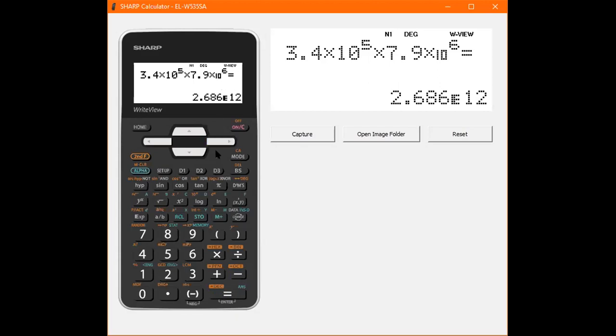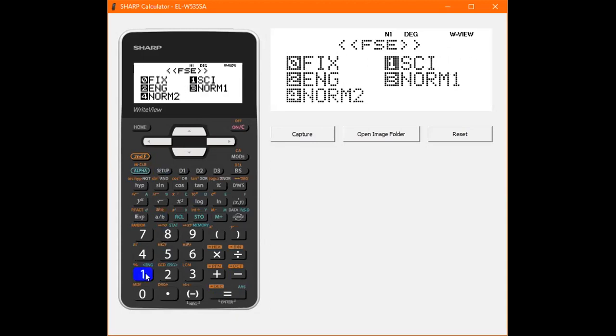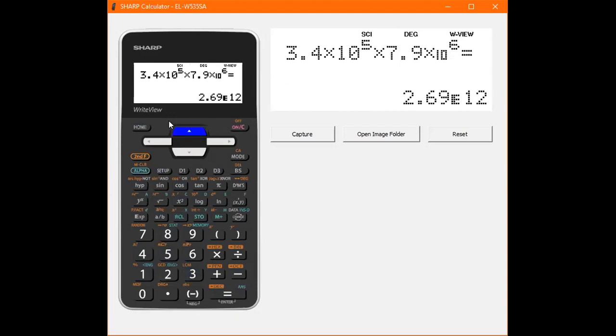All right. Then we can also set up our calculator to use scientific notation. So we can press setup, then we're going to press 1 for FSE. We can choose 1 for scientific. And then all it's asking for is how many digits would you like? So let's say we want 3 significant digits. Then you can see it's 2.69. So it's actually just rounded it off for us to 3 digits in total.